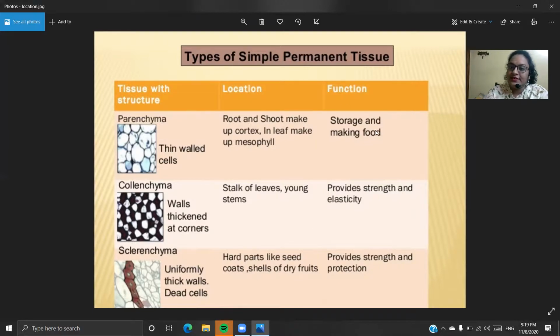As you know, the functions of parenchyma are storing and making food, and storing air. Prosenchyma is fibrous, giving you mechanical strength and rigidity, and collenchyma gives you strength and elasticity, that tensile strength, resisting the wind power and coming back to its original position. And sclerenchyma gives you strength as well as protection, as it is the toughest of all.